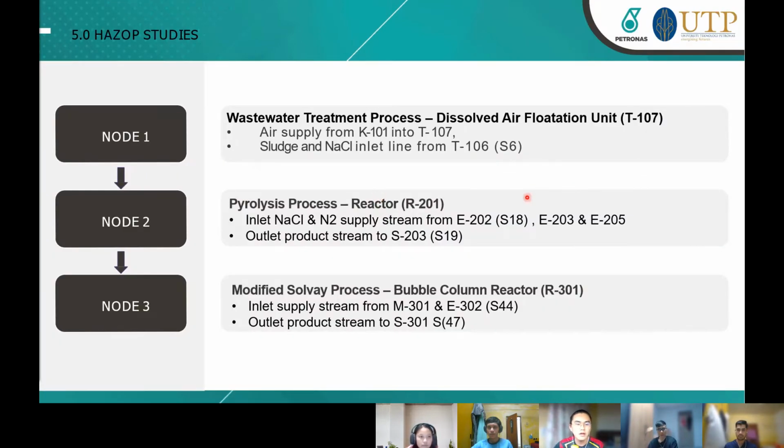Alright, so for the hazard study in this design, we selected these 3 study nodes, which involve all 3 main equipment in each process, which are the DAF unit in wastewater treatment and the reactors for the pyrolysis and Solvay processes.